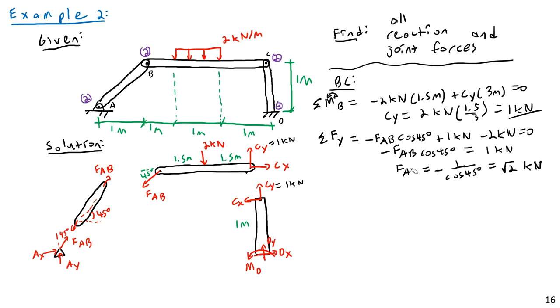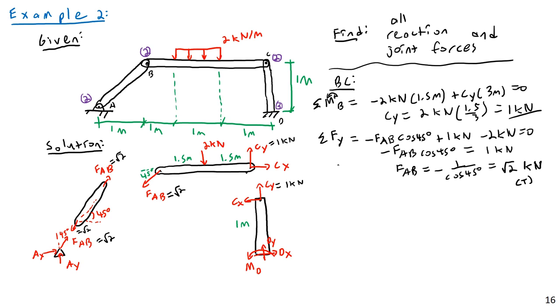So FAB, the force carried in that, is going to be root 2 kilonewtons, and as we've drawn this, this is going to be in tension on member FAB, but we don't necessarily need to worry about that right now. So we now have this one, which is root 2, and this one, which is root 2. And that's the same one here, root 2 and root 2. Okay, so we got that.